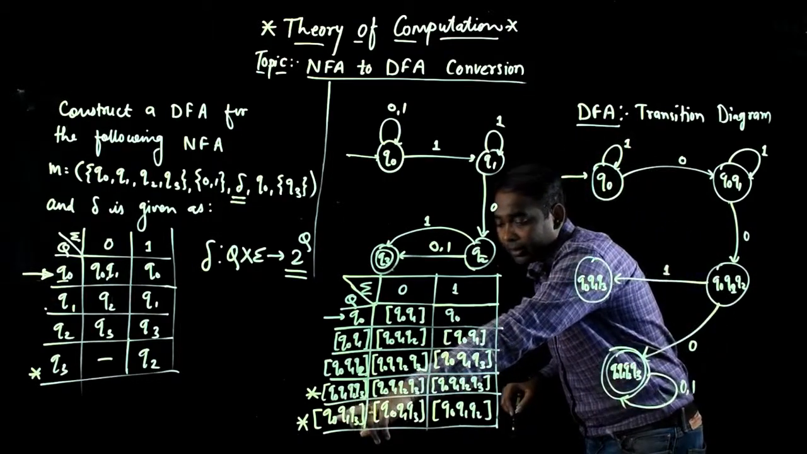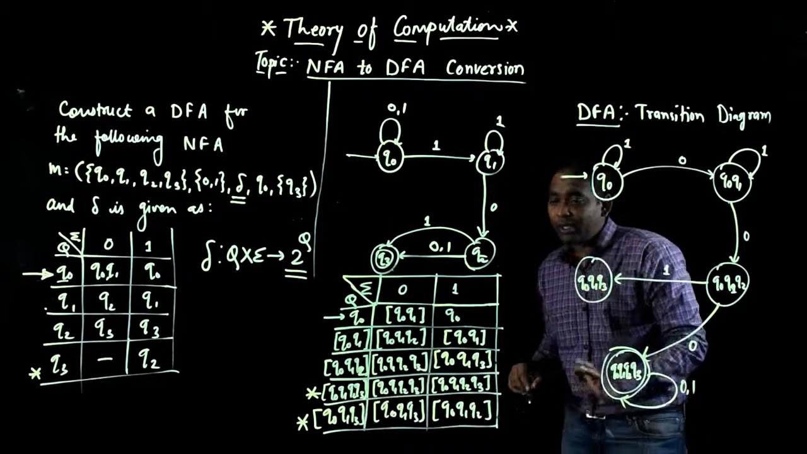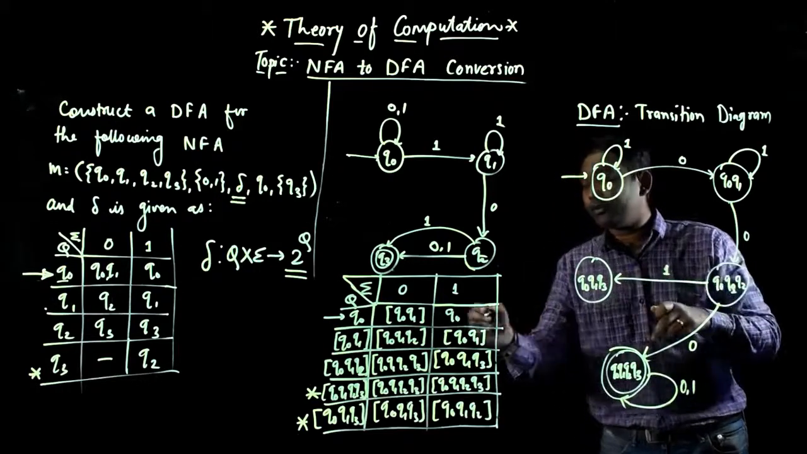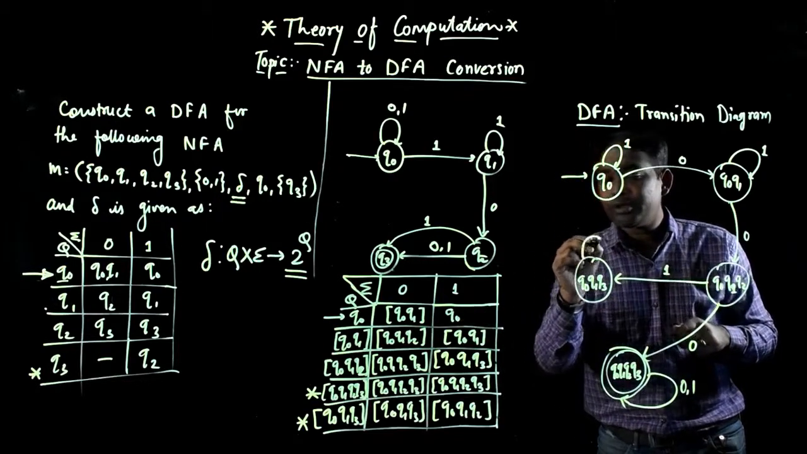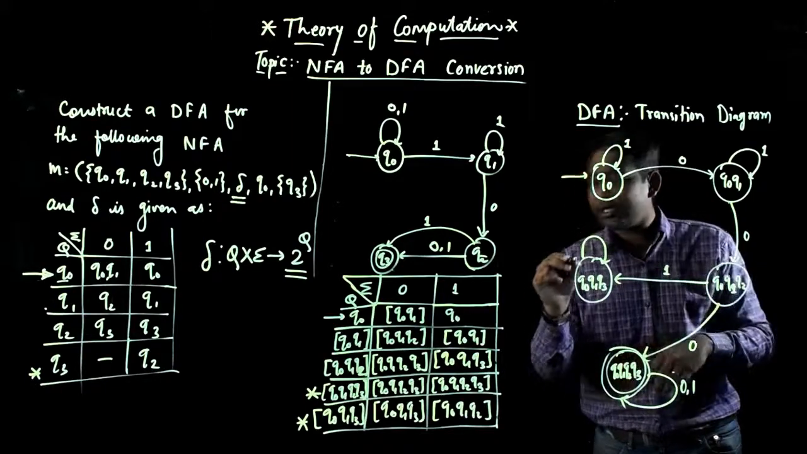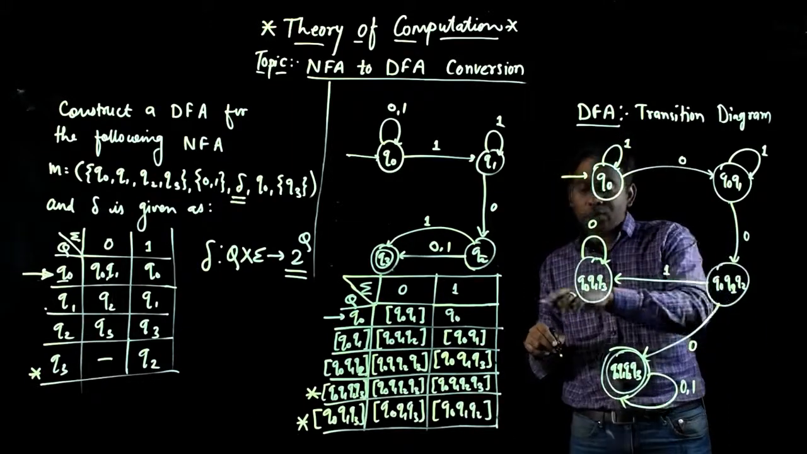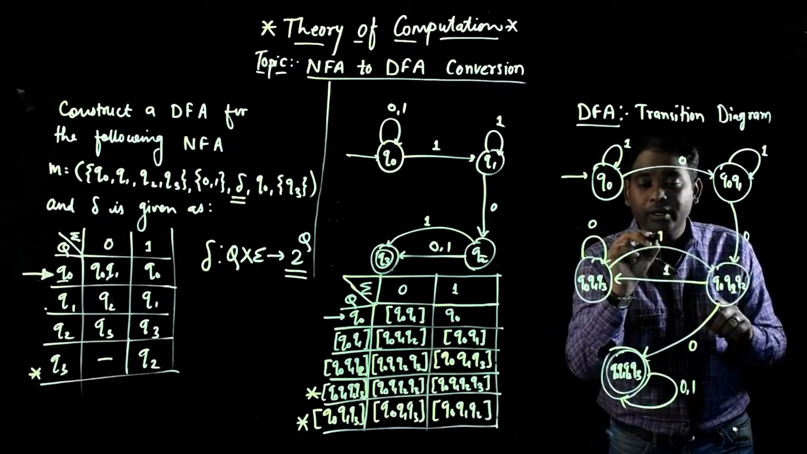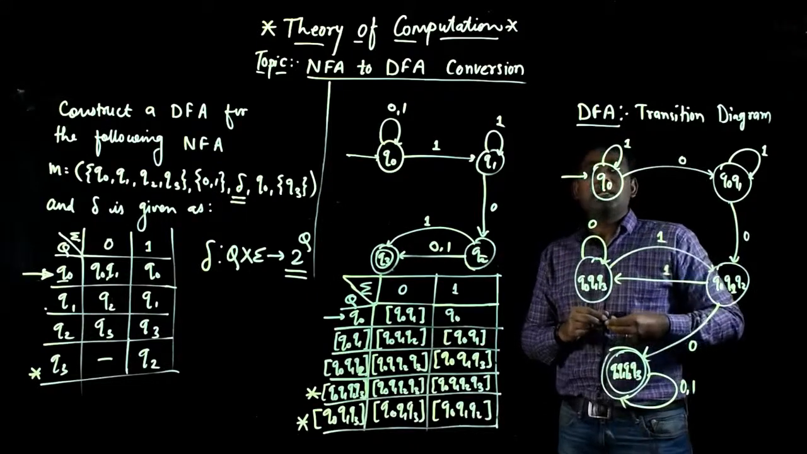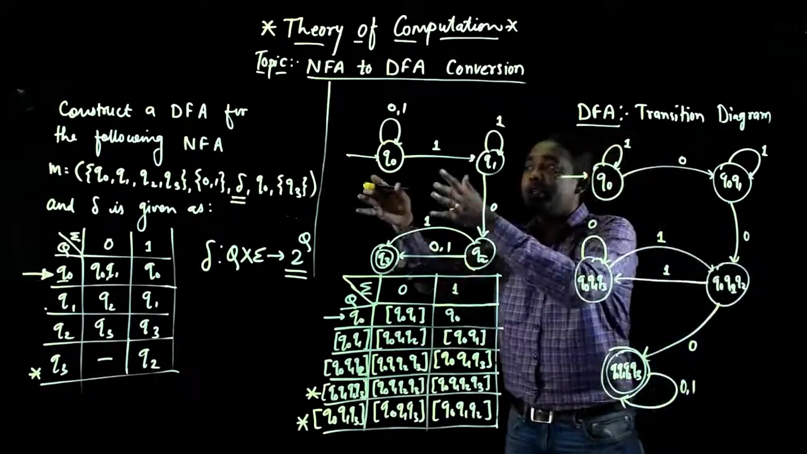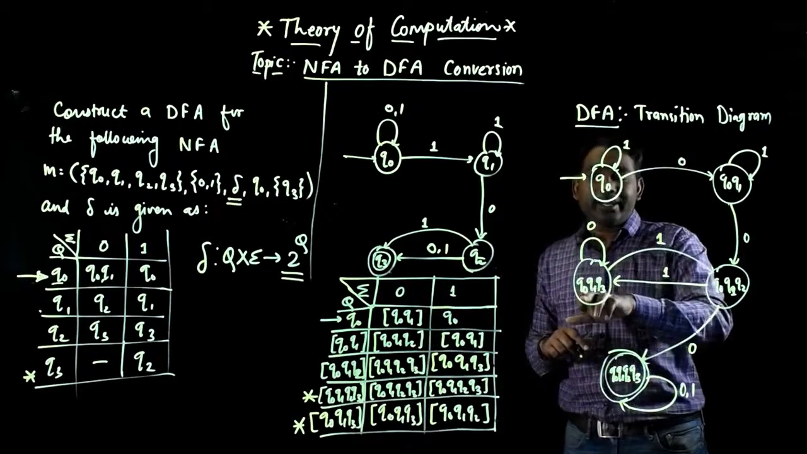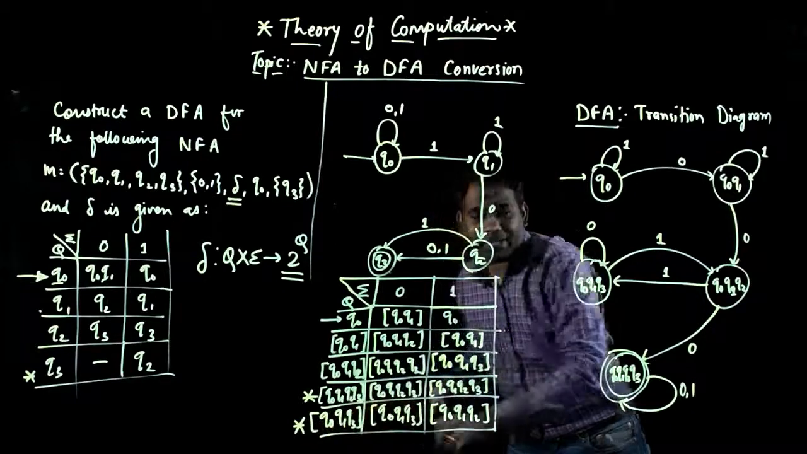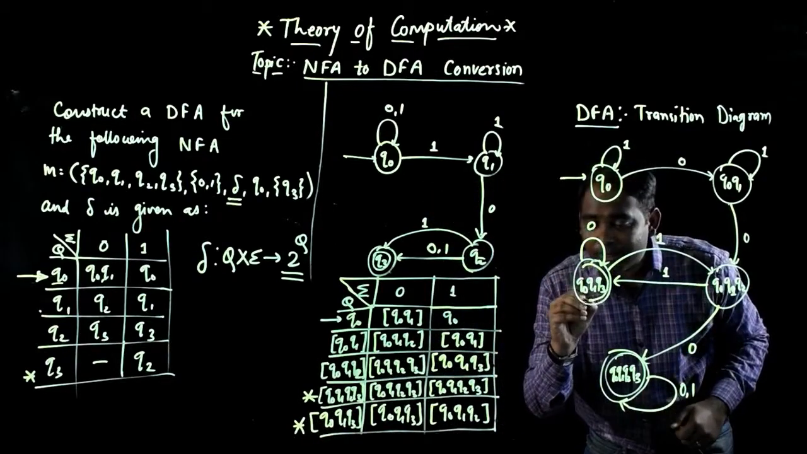So this is a new state, Q0, Q1, Q3. For this state I need to show the transition on 0. On 0, there is a self transition, and on 1, it goes to Q0, Q1 and Q2. So this is the final DFA for this given NFA. The state Q0, Q1 and Q3 contains Q3, which I have already marked as a final state, so I need to treat this state as a final state as well.